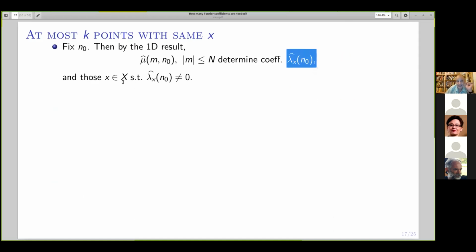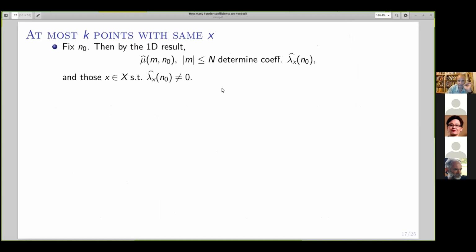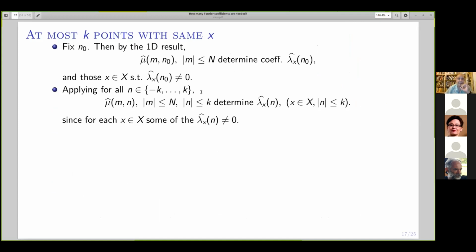We're not going to even see the x points for which the projection is 0. Okay, so one needs to be a little careful here, because in this projection, you might have points here, but when you project down here, you might get 0. And this you will not see by these points alone. Okay, you need to know that some of the Fourier coefficients is not 0. So we apply this trick for allowing the y-coordinate to go from minus k to k.